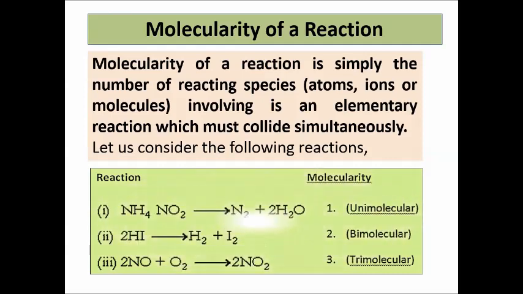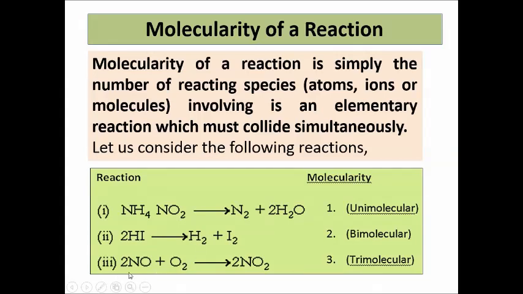Let us consider the following reaction. NH4NO2 gives N2 plus 2H2O. Here, how many reacting species are there? Only one. Ammonium nitrite is there. That means it is unimolecular. The next one you can see: 2HI gives H2 plus I2. How many reacting species are there? HI is the one reacting species, and the 2 means 2 HIs are there. That means it is bimolecular.